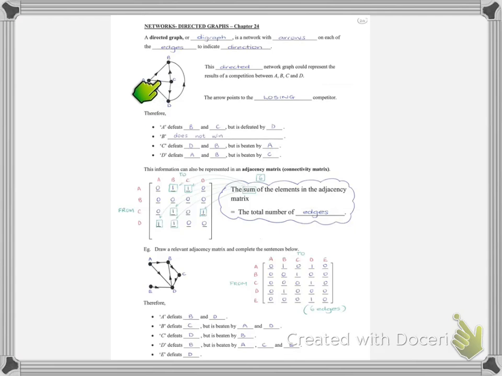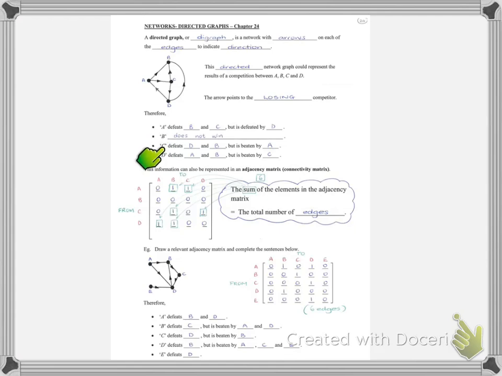The arrow is always going to point to the losing team. So you can think of A defeating B here because A is firing an arrow at B. That's a good way of thinking of it as defeating B. And likewise you can see that A also defeats C. The other thing to notice here is that all of the arrows are heading towards B. B is not defeating anyone, so B does not win anything.